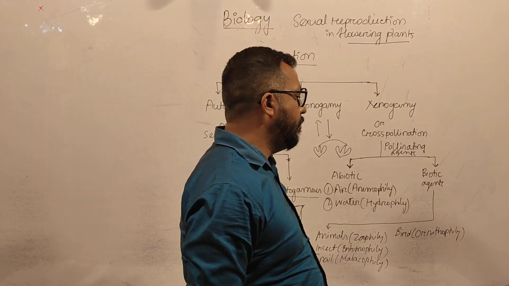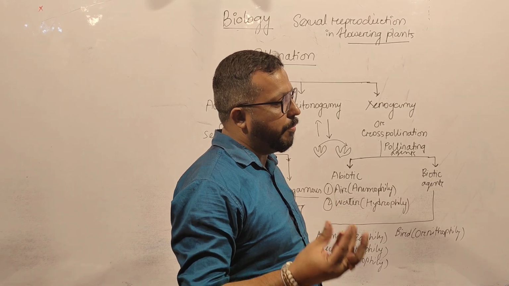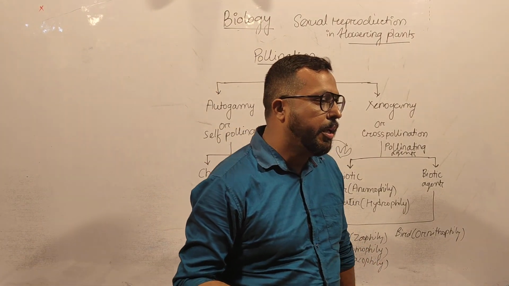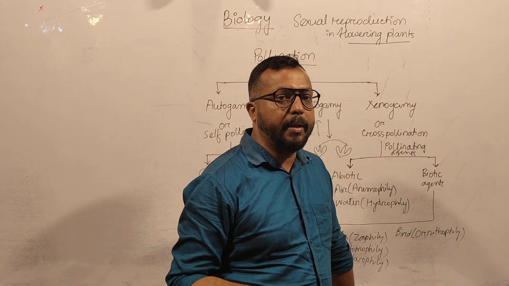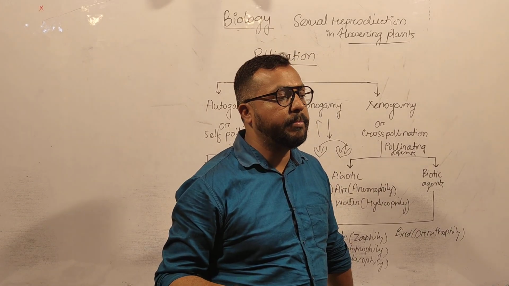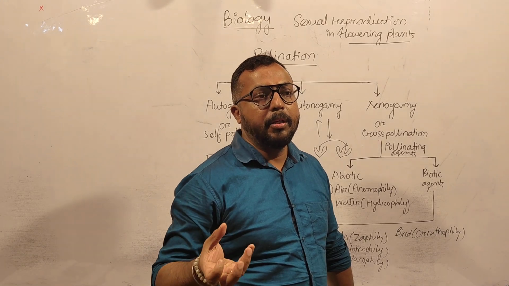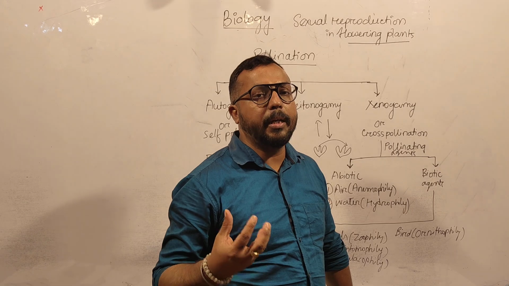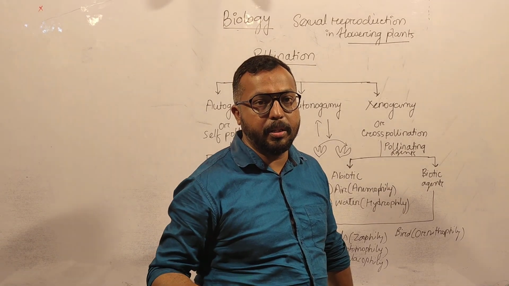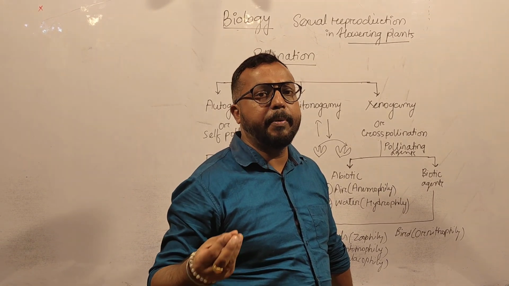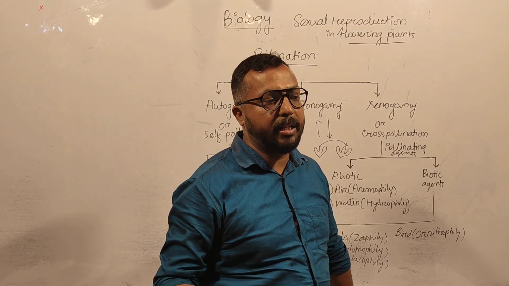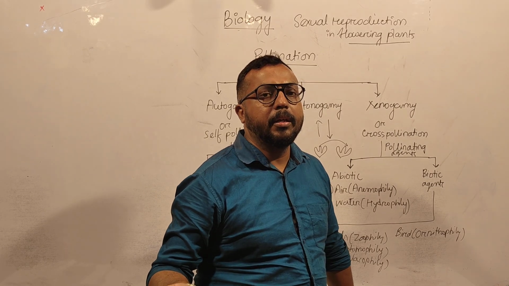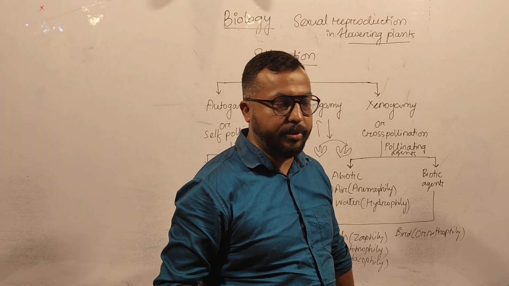In biotic agents, the flowers which are pollinated by biotic agents always need to have something, like a very foul smell, or a very good smell, or sometimes they need to be colorful, because the animals, birds, insects need to be attracted to the flower for pollination. So for the attraction, they need to have a particular property. That can be a foul smell, a very nice fragrance, or sometimes different types of colors.